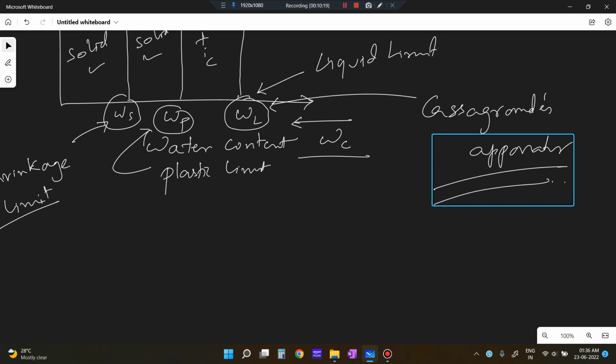And plastic limit. This plastic limit can also be determined experimentally. At a particular water content, the soil will just begin to crumble when rolled into a thread of 3 millimeter diameter. And shrinkage limit: beyond this water content there will be no change in volume.